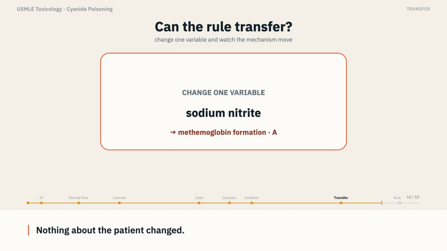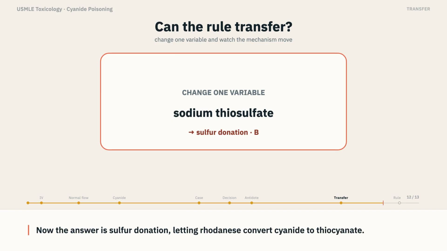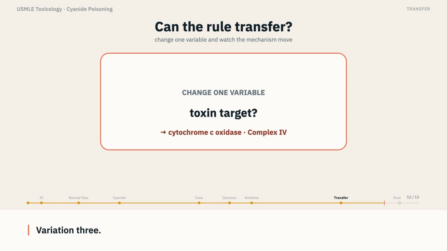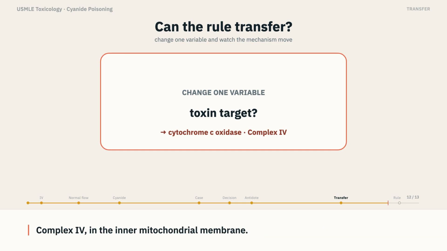Nothing about the patient changed. The drug changed. Variation 2. The team gives sodium thiosulfate. Now the answer is sulfur donation, letting rhodanese convert cyanide to thiocyanate. Option B. Variation 3. Same case, but the question asks instead, which structure does the toxin directly inhibit? Now no antidote is involved at all, and the answer is cytochrome c oxidase, complex 4, in the inner mitochondrial membrane.